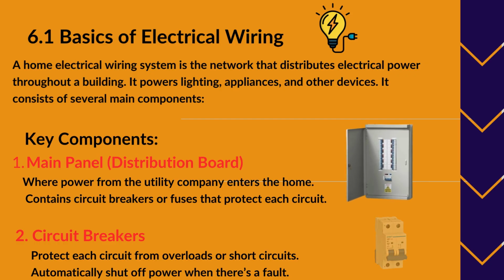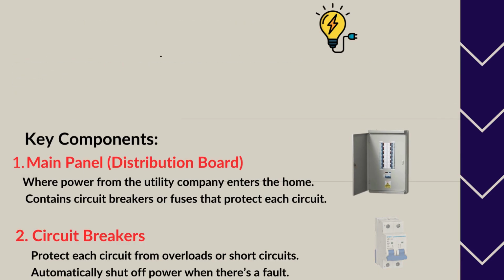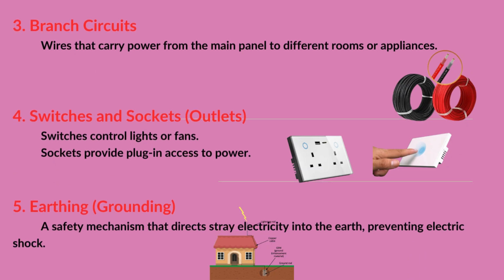When we get to the practical session, we're going to show you the circuit breaker, which is very smart, that can link to your wireless network for remote access and control. Then number three, we have the branch circuit. These are the wires that carry power from the main DB to different rooms or appliances. You have to run wire from the DB to all the sockets and appliances. That's what we call the branch circuit. Then we have the switches and sockets, the smart switches and sockets. They all work together as a system.